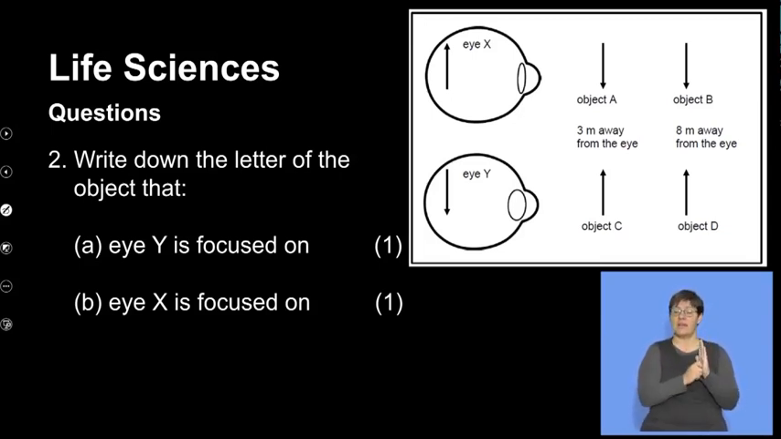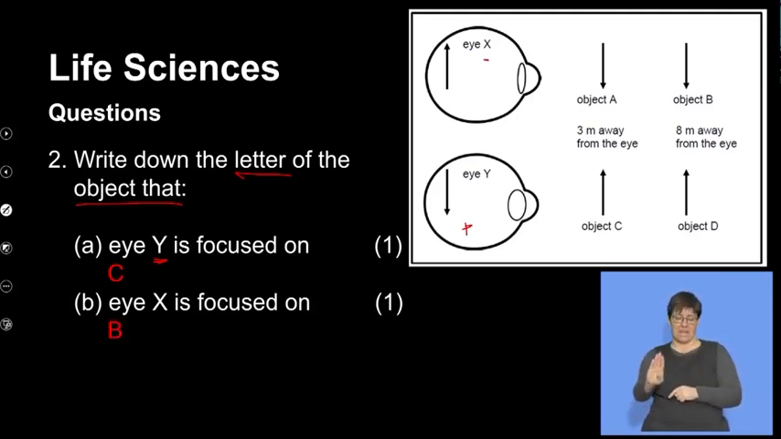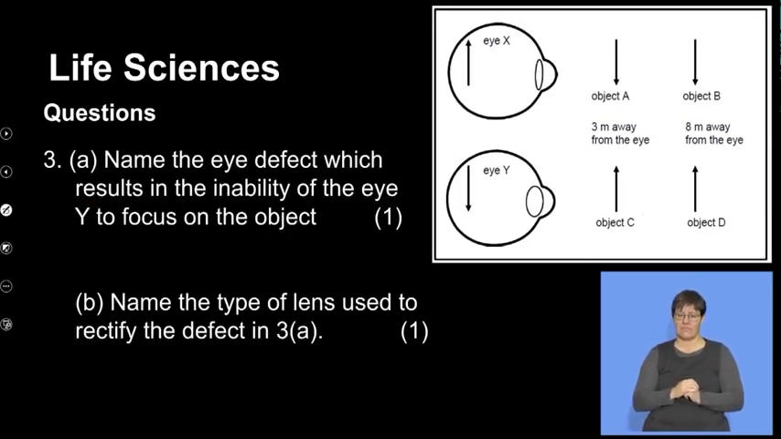Question 2 says, write down the letter of the object that eye Y is focused on. Eye Y is focused on C. And then eye X is focused on B. Then we move to the next question.